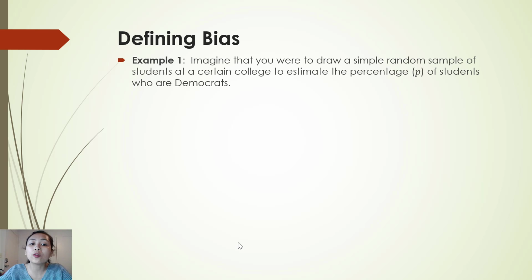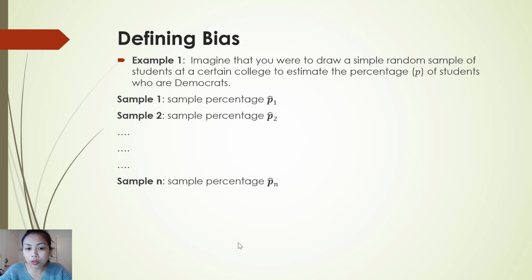Let's look at this example. Imagine that you were to draw a simple random sample of students at a certain college to estimate the percentage P of students who are Democrats. So what we are going to do is collect n samples. For the first sample, sample 1, I'm going to determine the sample percentage of students who are Democrats. For example, if I sample 200 students and 150 of them are Democrats, then P1 hat is 75%.